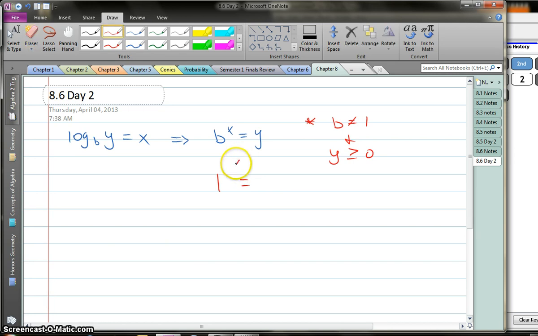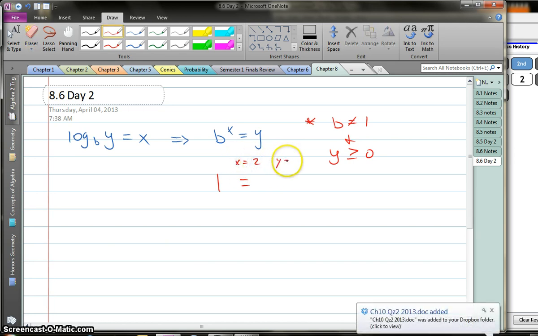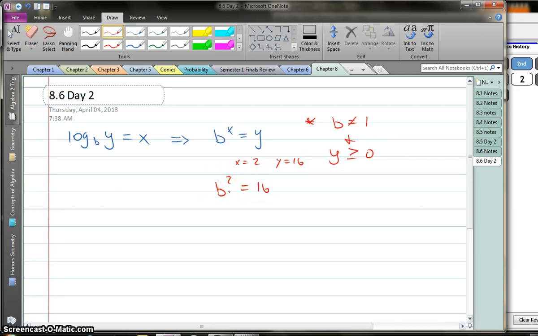Alright, so let's say x is 2 and y is 16. So if I have b to the second power is equal to 16, we know b has to be 4. But if I tell you b is 1, it doesn't matter what x and y is. Because no matter what, x could be 10,000, and my result is still going to be 1. So when dealing with logs, our b cannot be 1. And if you think about it, when I just write log, we know the base is 10. We've never seen a base 1. And that's why, because it's impossible.